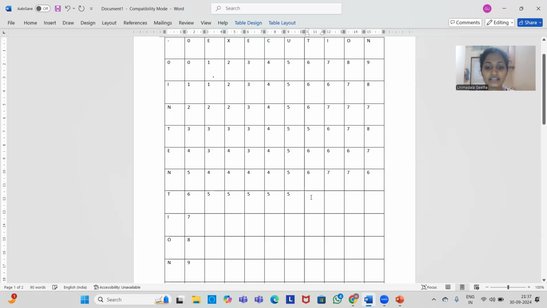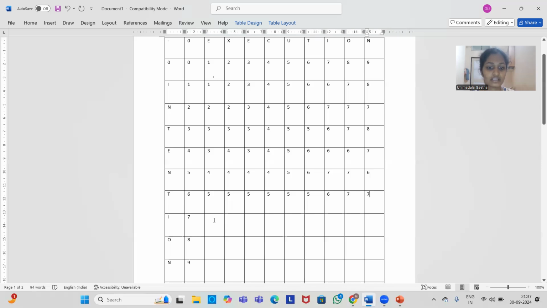T and T are the same letter, so we have to perform a deletion operation. So we go with the diagonal number, like 5. T and I, the number will be 6. T and O, the number will be 7. T and N, the number will be 7.